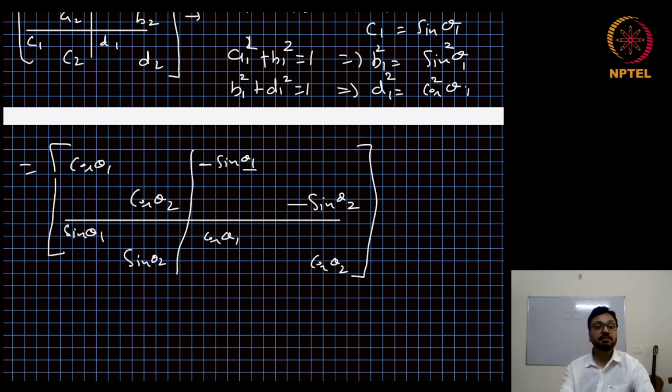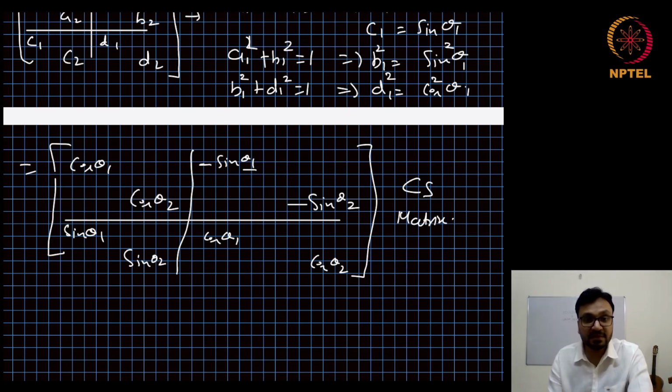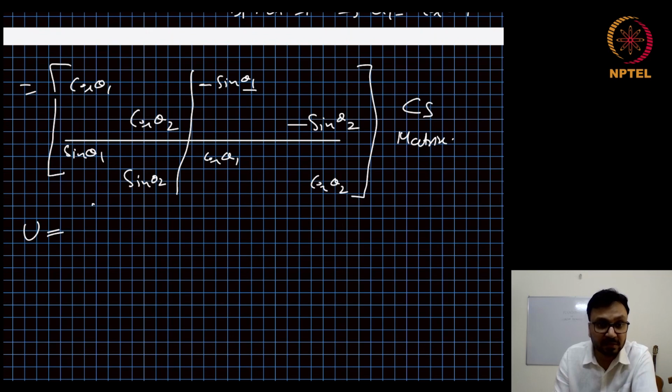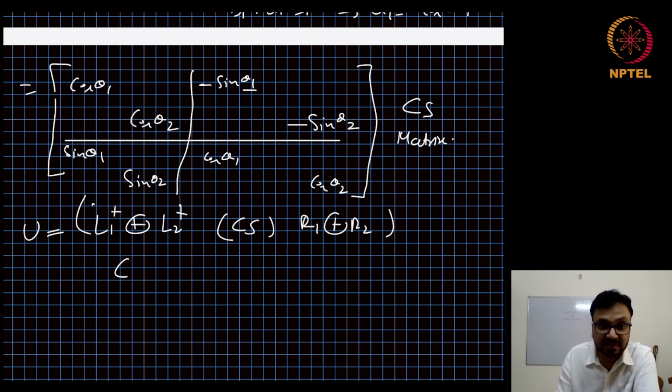So our matrix of diagonals will take this form: cos of theta 1, cos of theta 2 in the first block, minus sine of theta 1, minus sine of theta 2, sine of theta 1, sine of theta 2, and cos of theta 1, cos of theta 2. This becomes our canonical form for the matrix of diagonals. Since it is a matrix of cosines and sines, it is called the CS matrix. And with this, our unitary, which is L1 dagger direct sum L2 dagger, and then the CS matrix, and then R1 direct sum R2, this whole thing is called the CS decomposition.